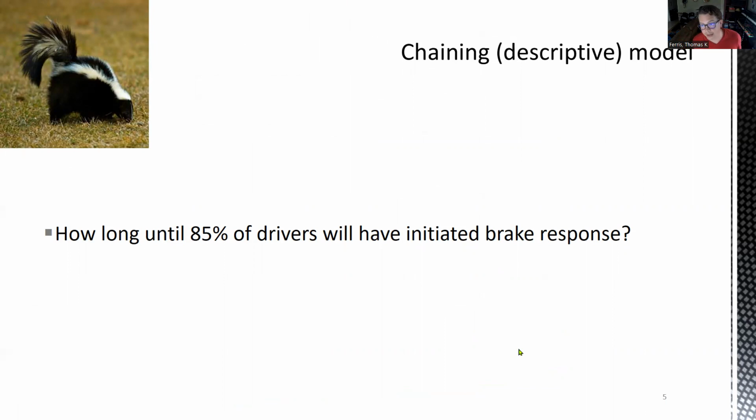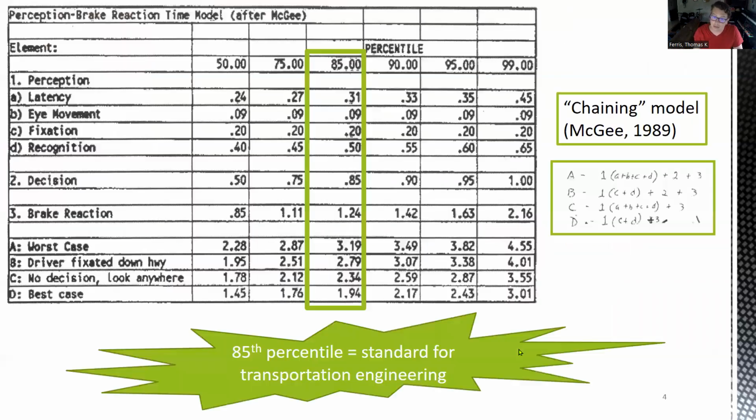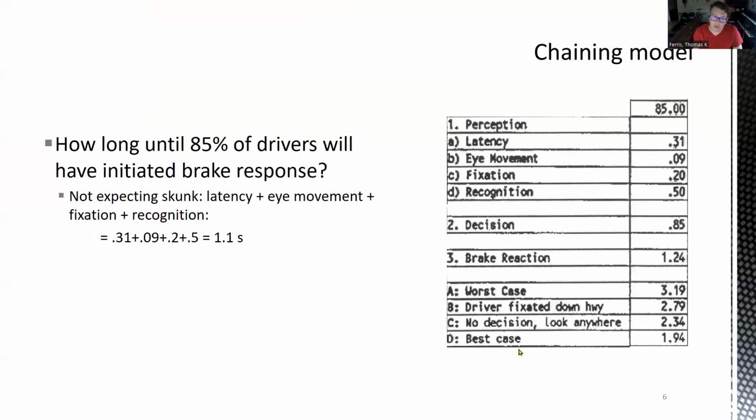All right, so let's go back to our skunk example, poor skunk. How long until 85% of drivers, from the point where they have the chance to see this item in the roadway, which is a skunk, until their foot is on the brake and they are beginning to depress it. So we'll use that 85th percentile column, and I just reproduced it here. So assuming we're not expecting any skunk, we're just cresting a hill and looking down and, oh, there's something there. So no expectation means I need to add latency.